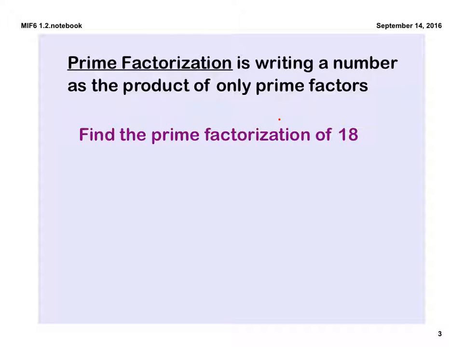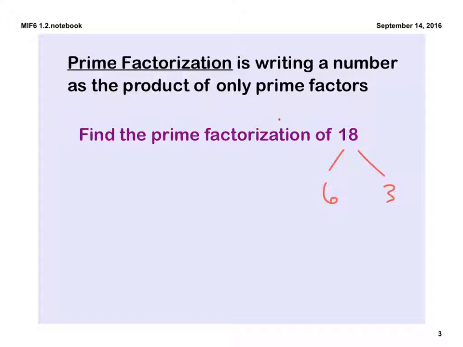But what I want is a prime factorization. A prime factorization is writing a number as the product of only prime factors. So none of those products that I had previously were prime factorizations. They all had a composite number. So the way that we're going to do this is we're going to use a tree. Pick two numbers that multiply to give us 18. How about 6 and 3? 6 times 3 is 18.